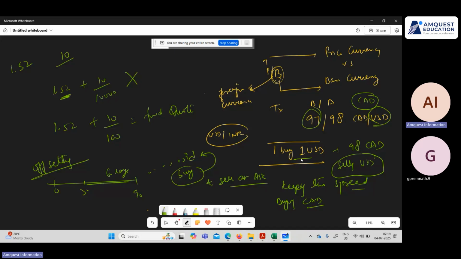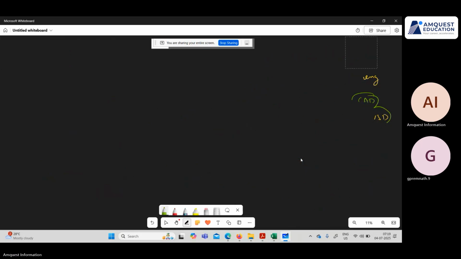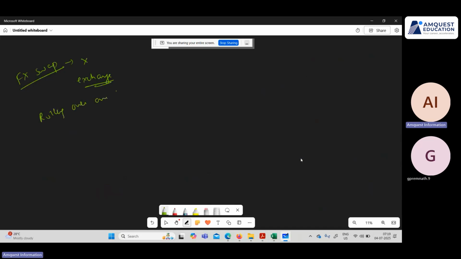And lastly, towards the end of the session, I also spent some time making you understand that an FX swap is not literally a swap where there is no exchange. It's just the rolling over of one contract into another.